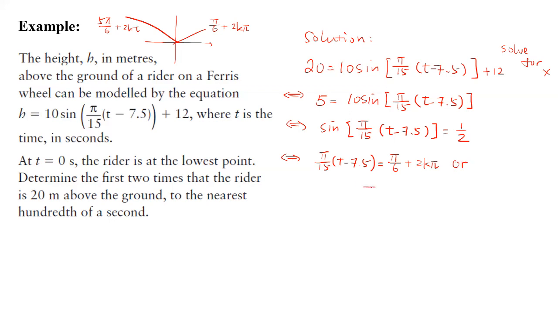So we can also have this angle here equals 5 pi over 6 plus 2k pi, where k belongs to an integer set, right? Okay, therefore, we can solve, first of all, t minus 7.5 equals 15 over 6 plus 2k pi.